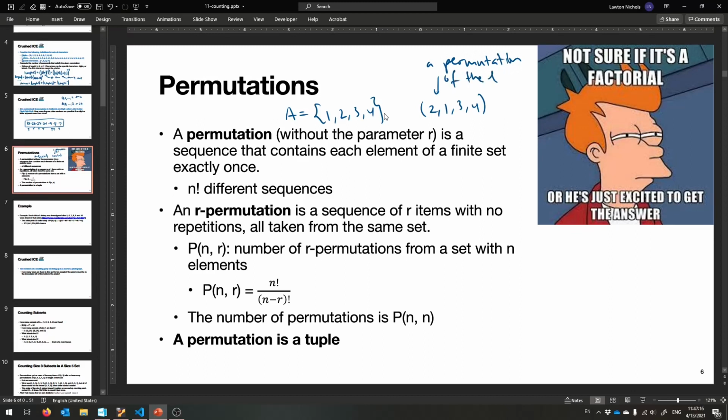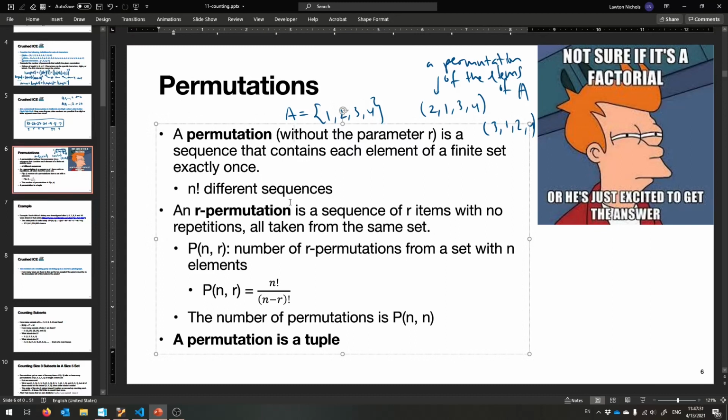Of the elements of A. Okay. And so another permutation would be like 3, 1, 2, 4. Okay, you have all of these different kinds. Okay, and the idea is a permutation. How many do you have? N factorial, where n is the size of the set.